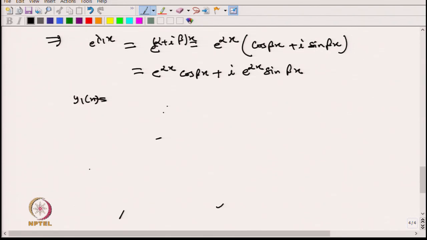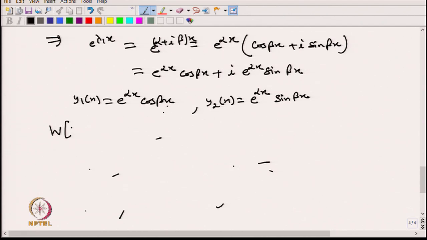So, I now choose the two solutions. y 1 x, I will choose e alpha x into cos beta x. This is the first solution I am choosing, and then I choose another solution y 2 x, that is e alpha x into sin beta x. Now, I want to find their Wronskian of y 1 and y 2.